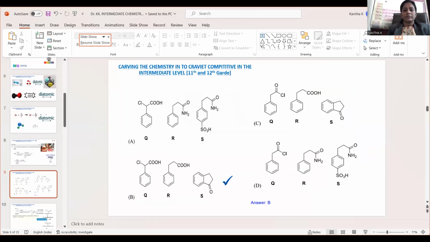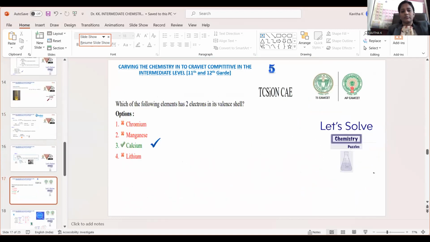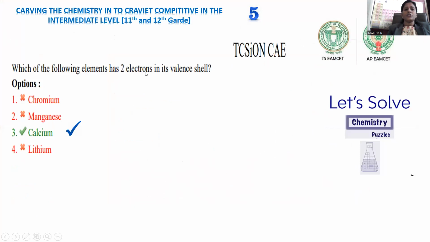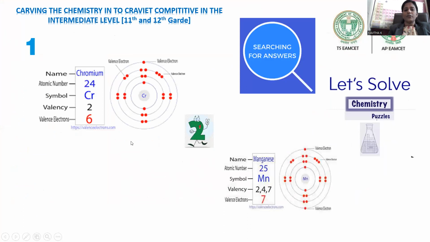Here, which of the following elements has two electrons in its valency shell? Valency shell stands for the outermost shell, right? Any element's outermost shell is said to be the valency shell. All four metals are provided here: chromium, manganese, calcium, and lithium. Among all, we need to find the two-electron species.